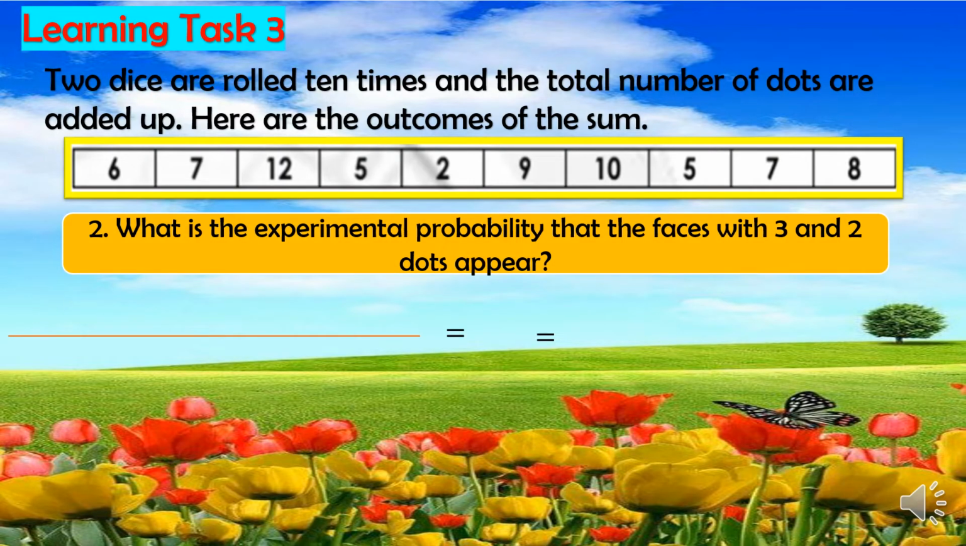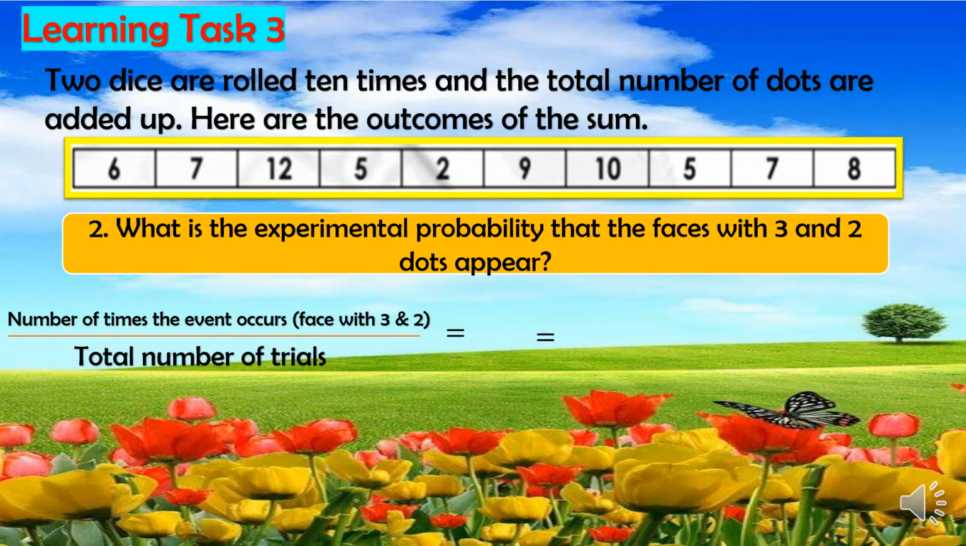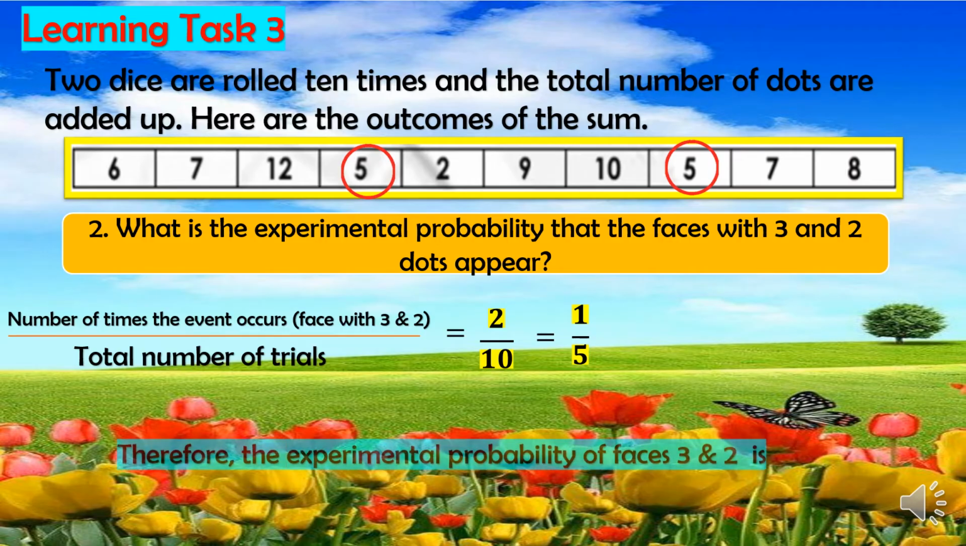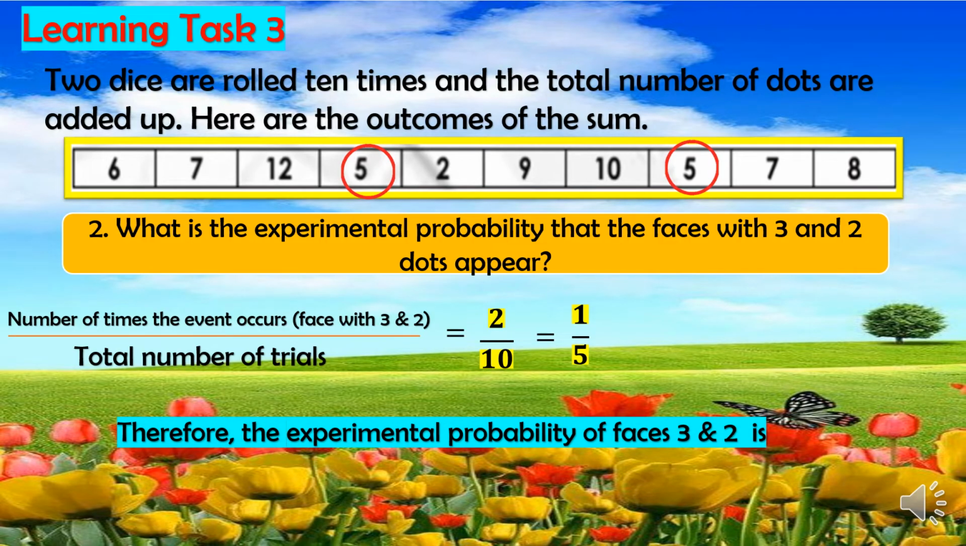Okay, for number 2 questions. What is the experimental probability that the faces with 3 and 2 dots appear? Okay, so number of times the event occurs over total number of trials. So yun yung mga face with 3 and 2. So we have 5. So kapag pinag-add kasi natin yung 3 and 2, you will get 5. So we have 2 5s. So that means 2 over 10 or 1/5. Therefore, the experimental probability of faces 3 and 2 is 1/5.